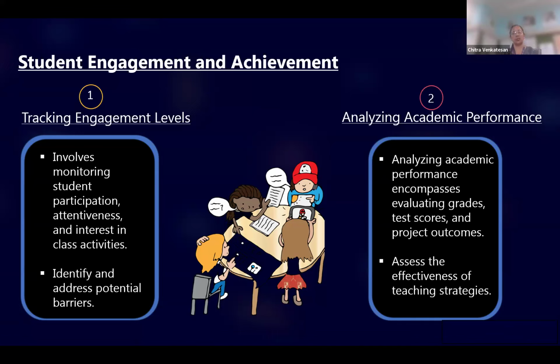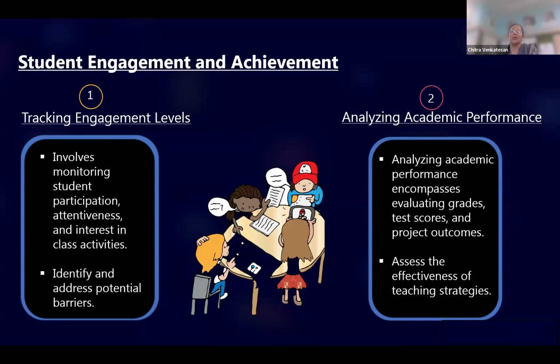That involves monitoring the student. Once the assessment is done and feedback is given, we'll have to see whether the student is attentive in the class, participating, and interested in the class activities. And in case they are not interested, we have to talk to them and identify the barriers which prevent them from being actively involved in the classroom. We have to address it and support them so that the student can work on their weaknesses to convert them into strengths.